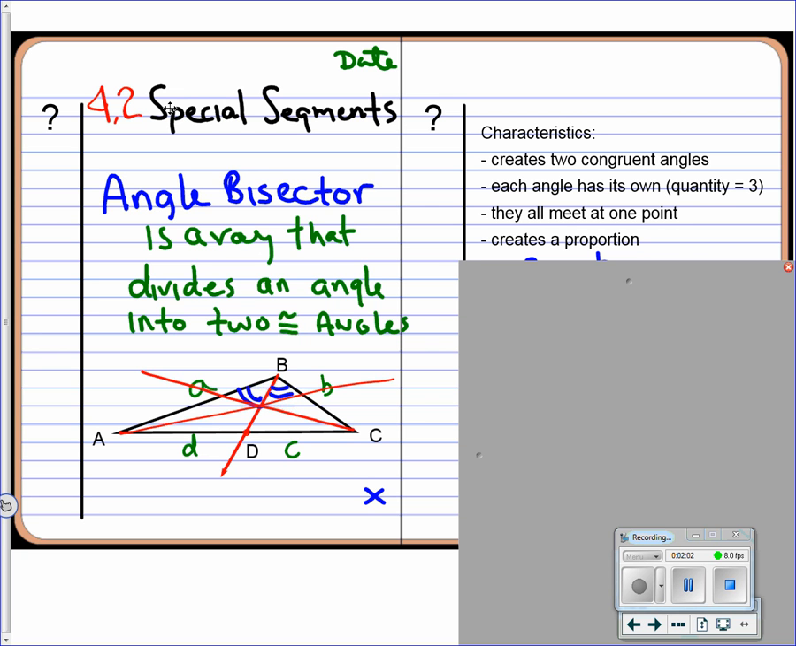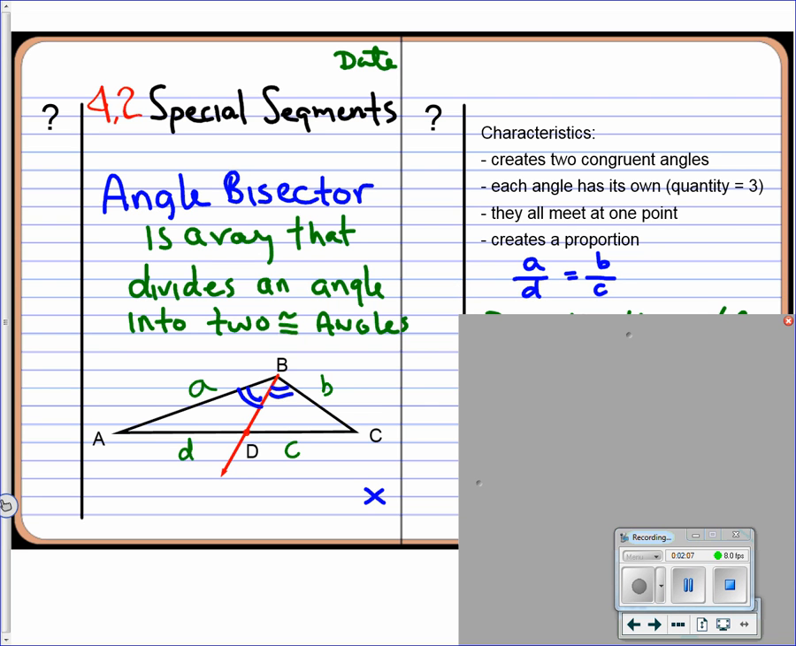And it creates a proportion. Now that proportion is going to be A over D equals B over C. Now take a look at what that says. That says over on the left-hand side, A is the length of that side. That ratio between A and D should be equal to the ratio of B and C.